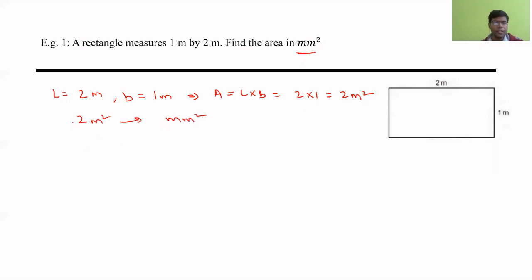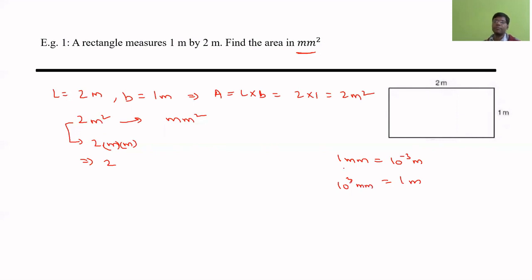It's again very simple. This 2 meter square I can write as meter multiplied with meter. I'll tell another way also of doing it. Let's recap: 1 millimeter is equal to 10 power minus 3 meters, because we have the prefix milli. So 1 meter will be 10 power 3 millimeters.